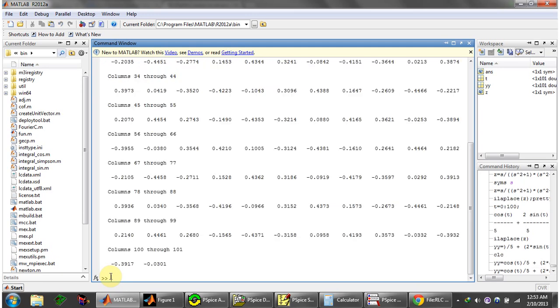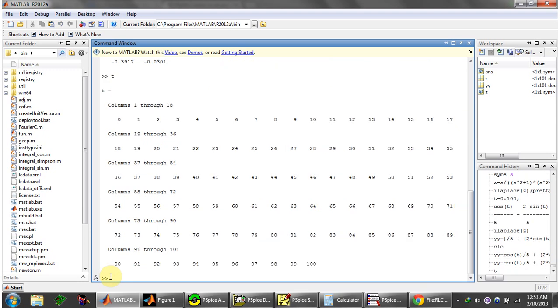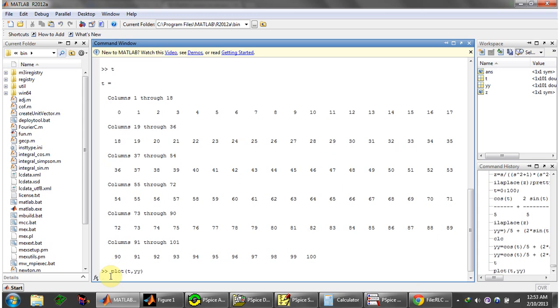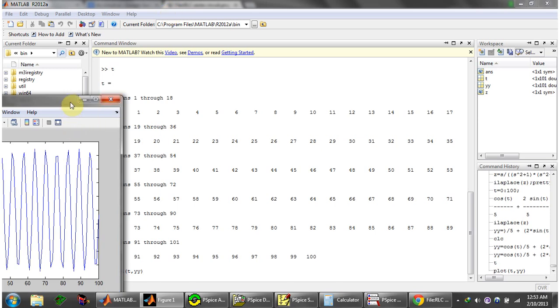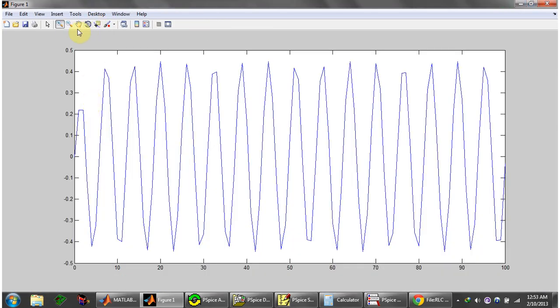dot product. Okay, as you can see, t is equal to from 0 to 100. I will plot the graph of this time on the x-axis and my y function on the y-axis. So let's see whatever graph I get. I will get this type of graph, as you can see over here. And as you can see, the behavior of this graph is sinusoidal and is increasing.